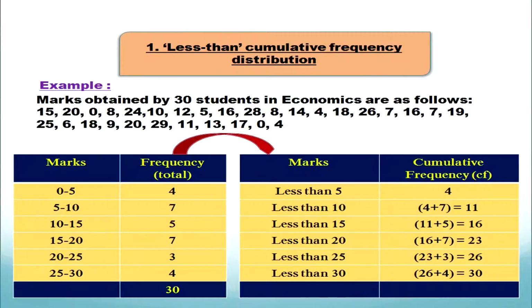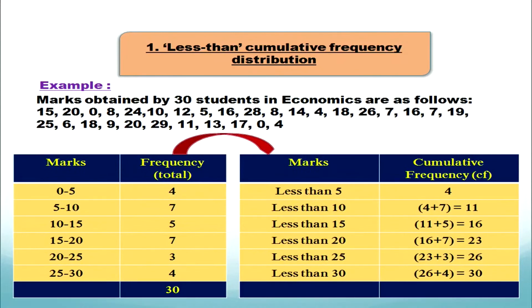Now, when we talk about less than cumulative frequency distribution, in this case, we are going to use the upper limits. So, the upper limits for the classes: for 0 to 5, 5 is the upper limit. So, 5, 10, 15, 20, 25, 30 are the upper limits. So, we are going to write less than 5, less than 10, less than 15, less than 20, less than 25, less than 30. So, we have constructed the classes.